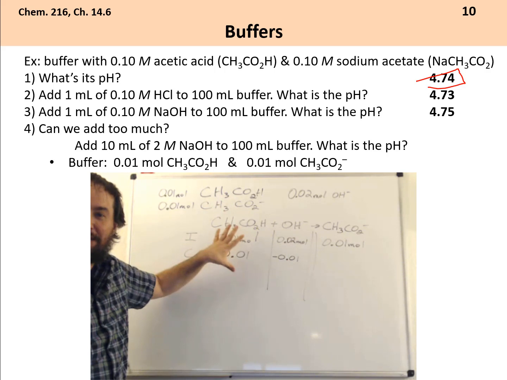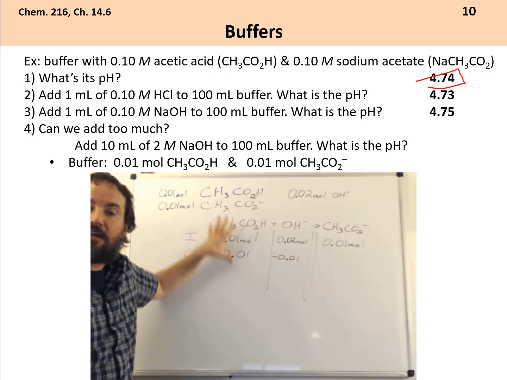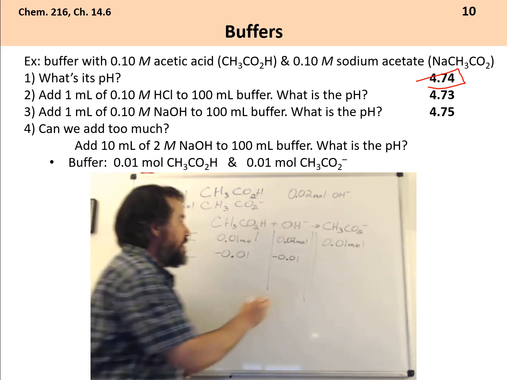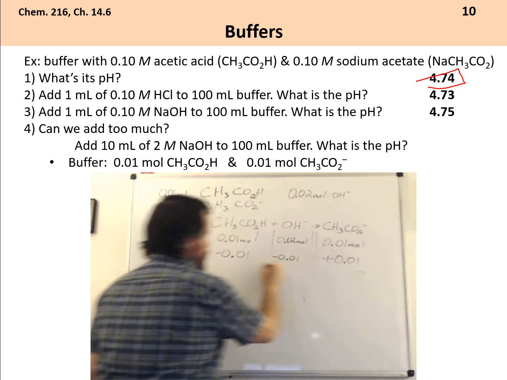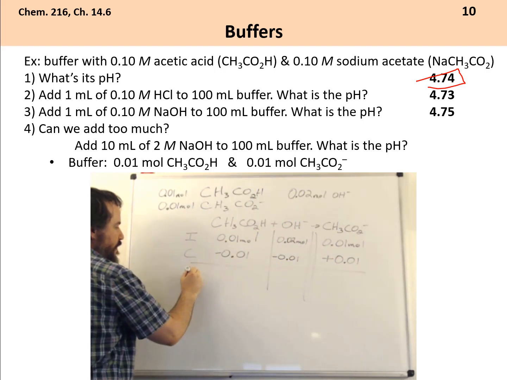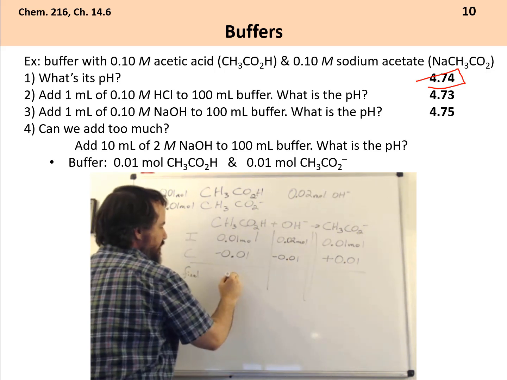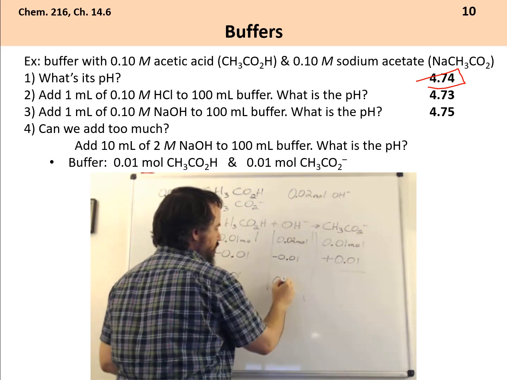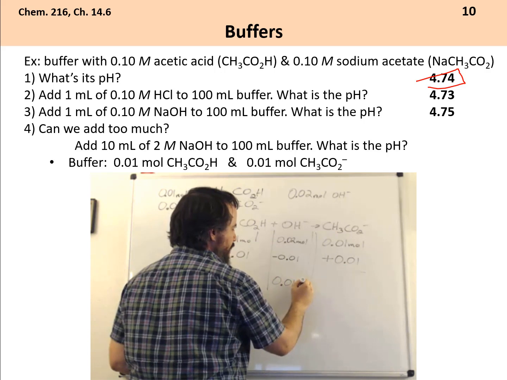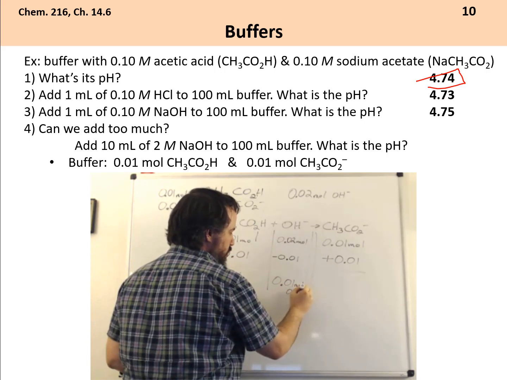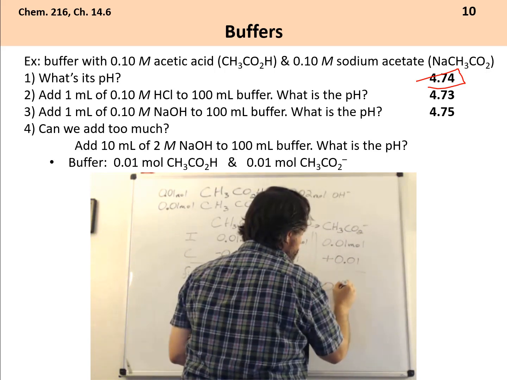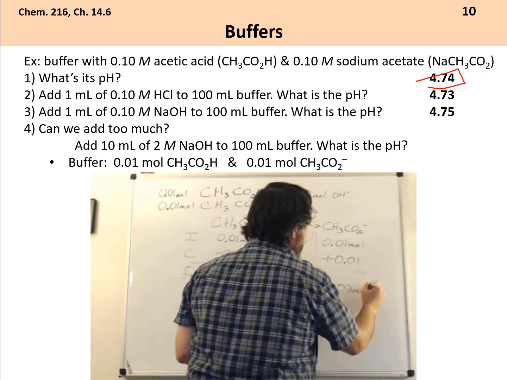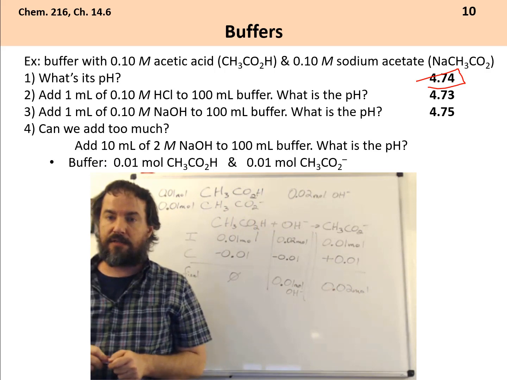Why? Because this is my limiting reactant. Uh-oh, that's a 215 term. Remember, limiting reactants, they're the ones that limit the reaction. So this is going to increase by that amount. So then, finally, I'm going to get 0 of this. I'm going to get 0.01 mole of OH minus. And I'm going to end up with 0.02 mole of my CH3CO2 minus.